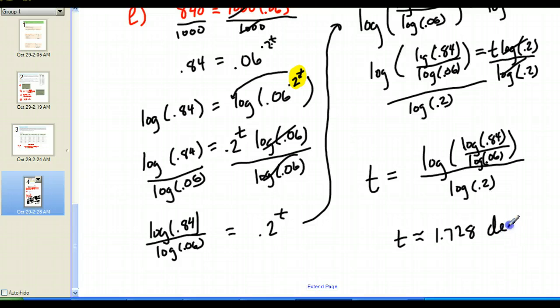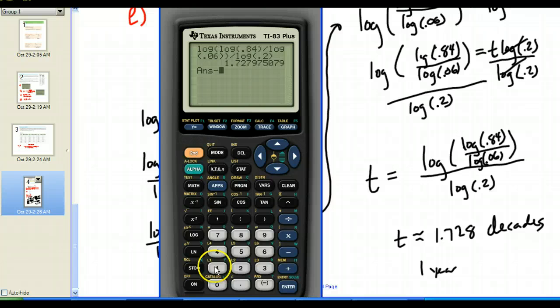And that's decades. So that's 1 year and 0.728, right, parts of a year. So if you want to multiply that by, say, 12, that's how many months it is, right? Or if you wanted to take 0.727975 and multiply it by 365, that's how many days. Alright, so 1 year, 265 roughly days.